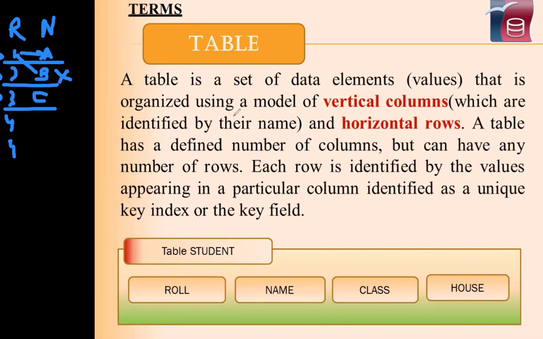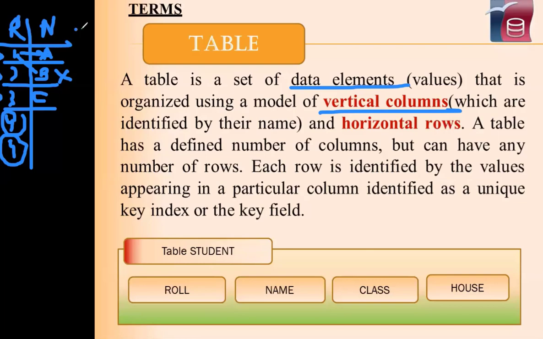So let's define the table. A table is a set of data elements. These are the data elements. One, this is another data element. A set of data elements or values, which we call, that is organized using a model of vertical columns. These are the vertical columns which we have, which are identified by their name. So the name of the column is roll, name, class, marks, like that. And horizontal rows. So horizontal rows are these. These are the horizontal rows.